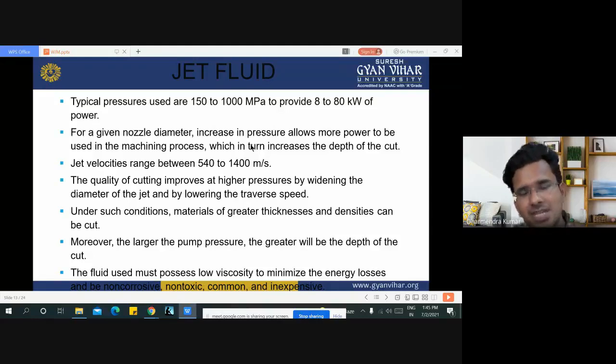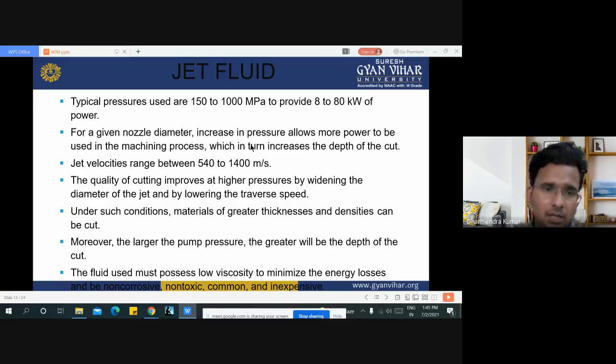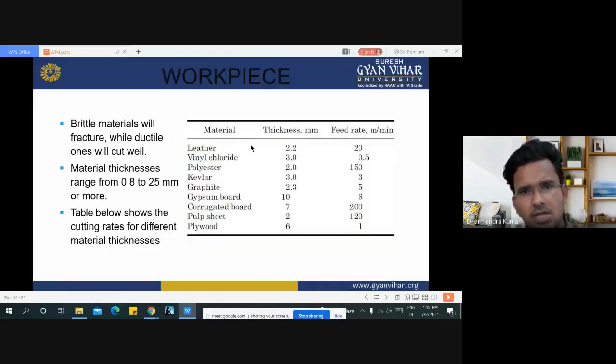Jet velocities range between 540 to 1400 meters per second. The quality of cutting improves at higher pressure, by widening the diameter of the jet and by lowering the traverse speed. Under such conditions, materials of greater thickness and densities can be cut. Moreover, the larger the pump pressure, the greater will be the depth of cut. These are some characteristics of the jet fluid which we are using in the water jet machining process.